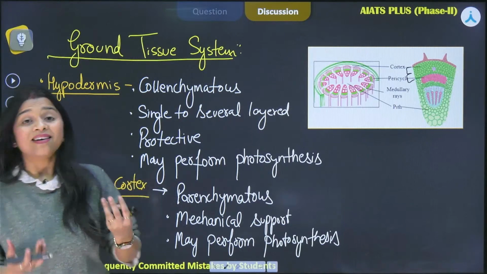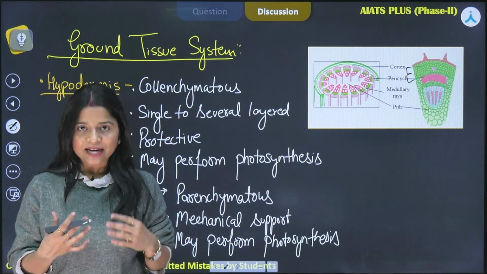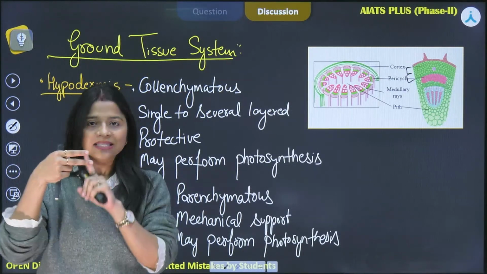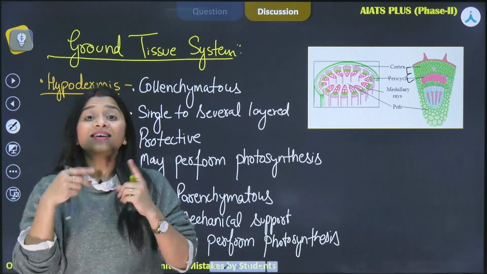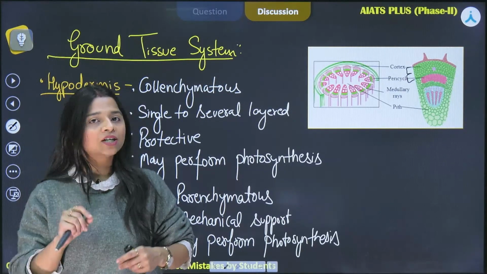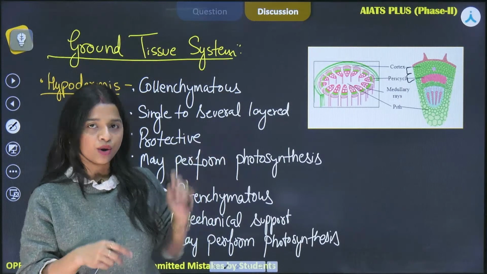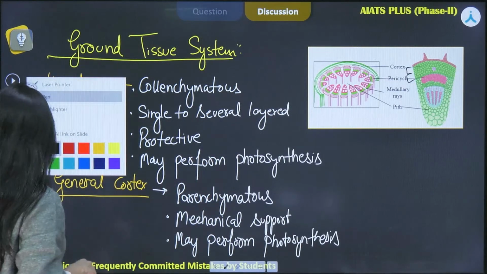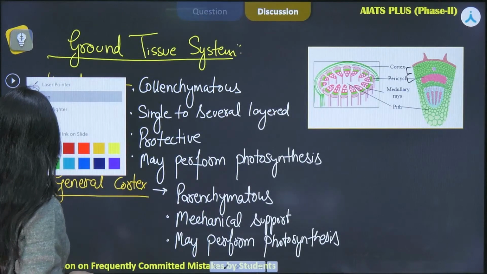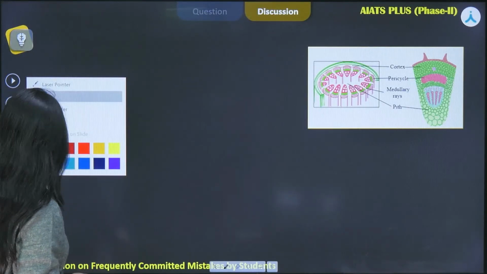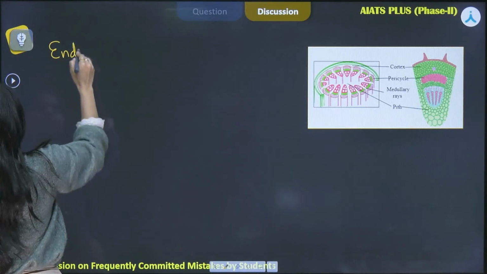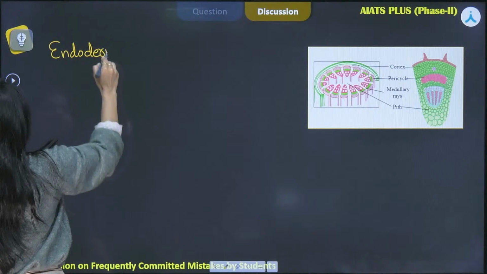Now comes the innermost layer of the cortex. I told you the cortex is divided into three parts. First one is hypodermis, second one is general cortex, and the third one is endodermis. We know endodermis is the innermost layer of cortex. I'll clear it and write from the endodermis. So, the next layer is of endodermis.